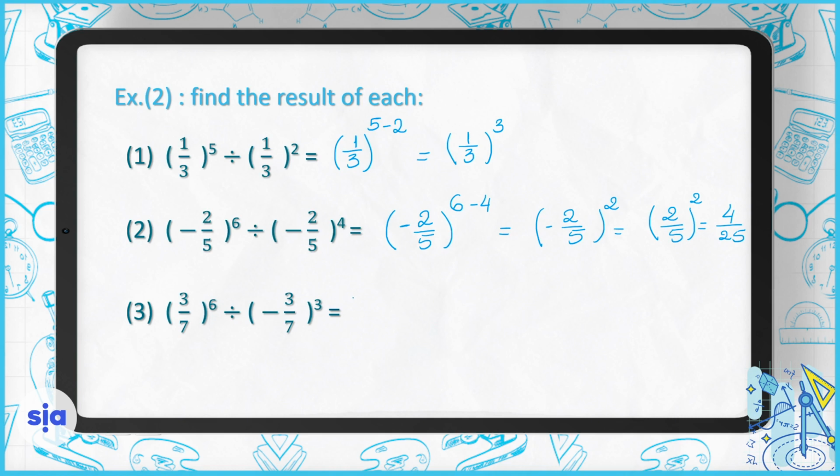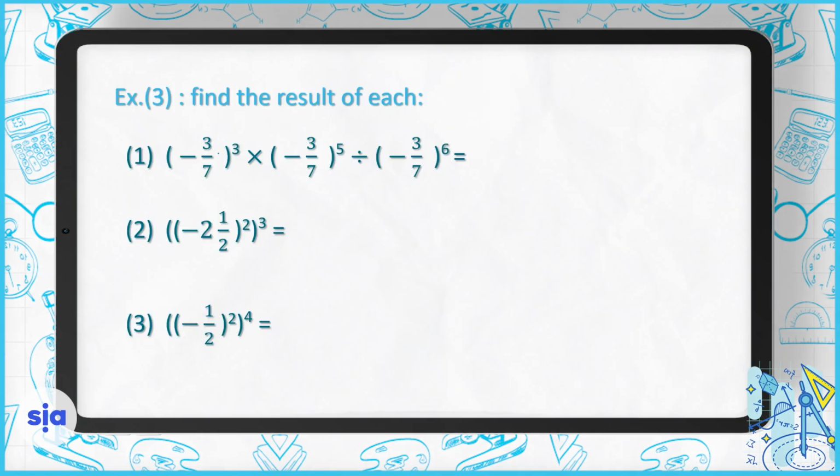Question number 3, it's 3 over 7 to the power of 6 divided by negative 3 over 7 to the power of 3. So it will be negative 3 over 7 to the power of x minus 3. Then the result is negative 3 over 7 all to the power of 3.